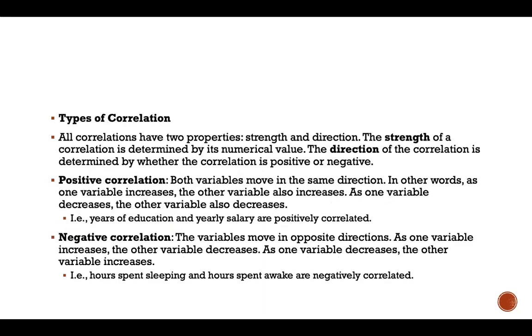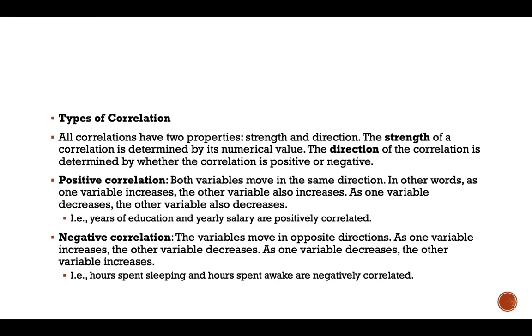Now, when we talk about types of correlation, all correlations have two properties: strength and direction. The strength of a correlation is determined by its numerical value that we get using different measures, and direction is determined by whether the correlation coefficient sign is positive or negative.